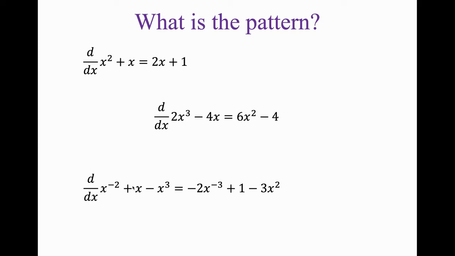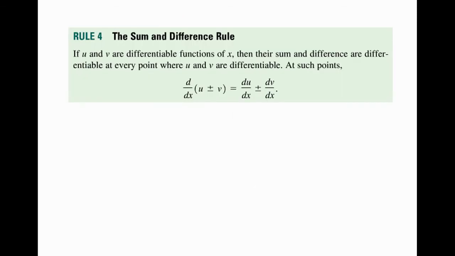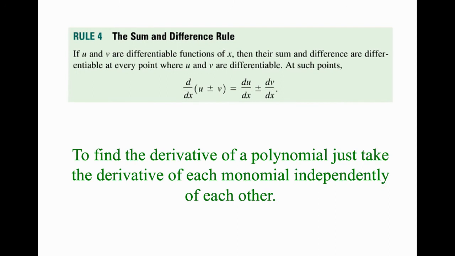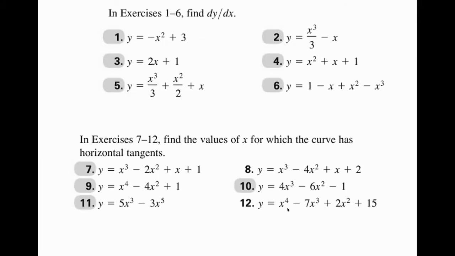And it doesn't matter how many terms you have. You can apply those power rules and those rules in the previous slide all at the same time, but you do it individually. This is known as the sum and difference rule. What it tells you is you can take the derivative of a sum or a difference and you can do it individually of every term and it'll give you what you need. So to find the derivative of a polynomial, just take the derivative of each monomial independently of each other. So let's do some practice problems now.